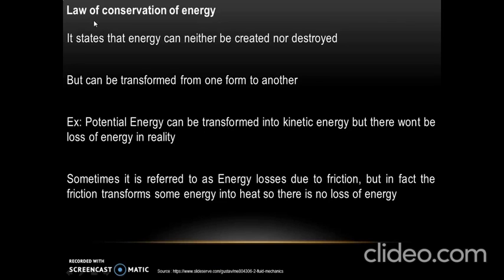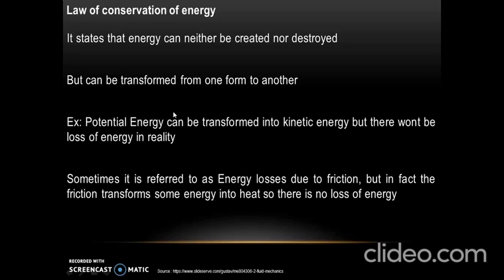Next we will find out what the law of conservation of energy is. It states that energy can neither be created nor destroyed, but it can be transformed from one form to another. For example, potential energy can be transformed into kinetic energy, but there won't be loss of energy in reality.